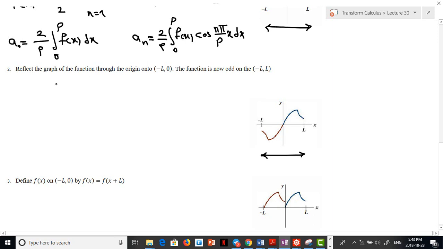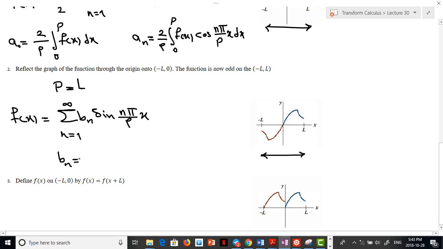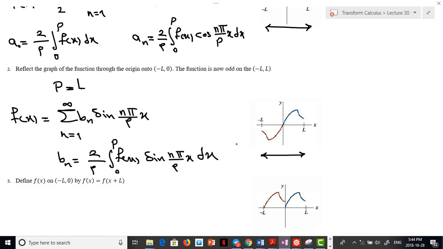So again, in this case, p is equal to L. So we have f(x) equal to summation of bn sine n pi over p x, because the function is odd, with n from 1 to infinity, and bn is equal to 2 over p, the integral from 0 to p f(x) sine n pi over p x dx. So here we could find the Fourier series of the function using a sine series.